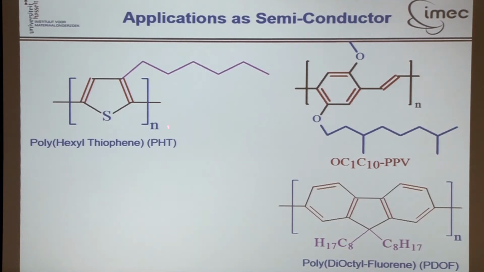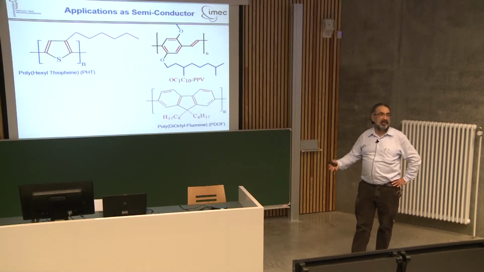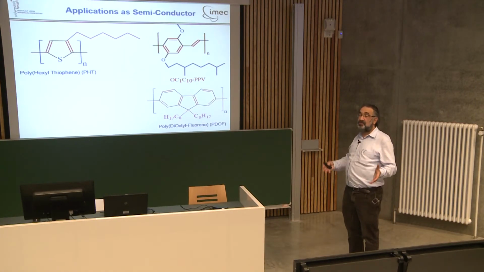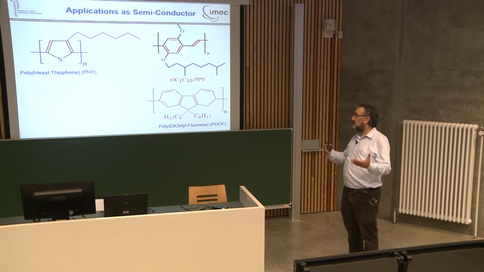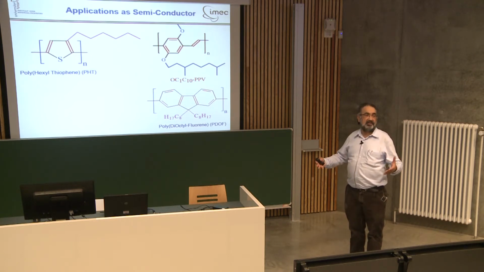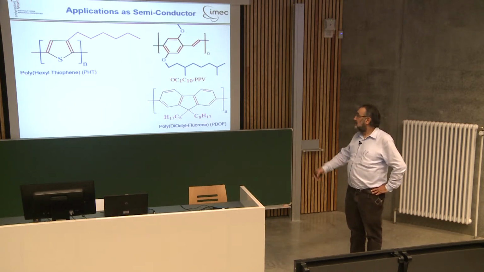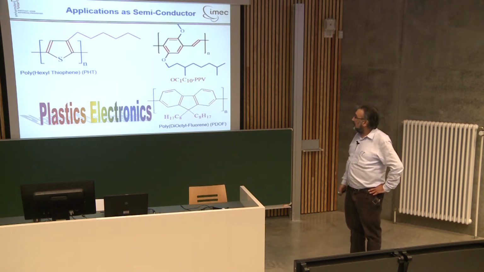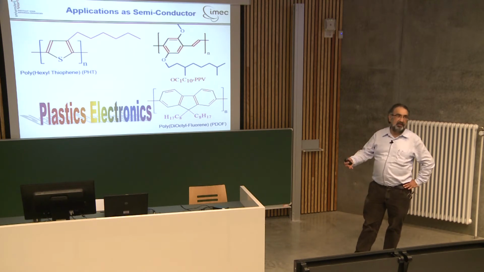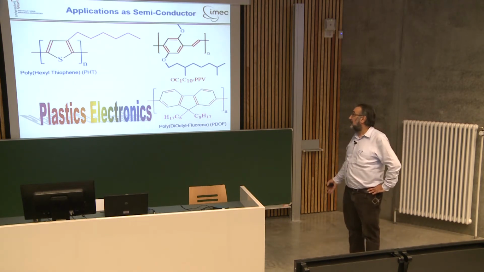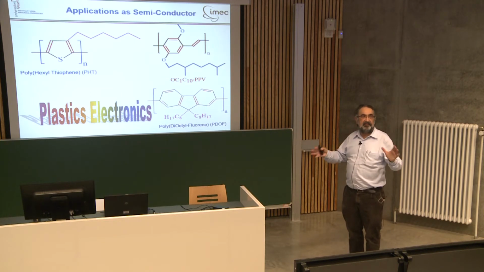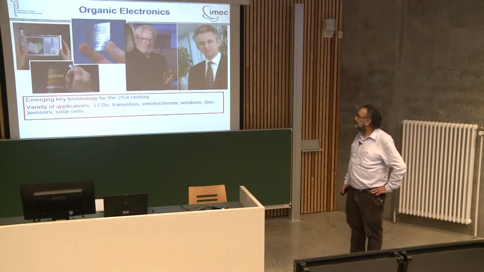What you also see is that all these structures have these tails. These tails are intended for processability. At some point you want to dissolve the material, you want to process the material into a device, and therefore you need this kind of side chains. Without side chains, these materials are not processable. These kinds of semiconductors are the basis for plastic electronics, also called organic electronics. That depends a little on what kind of definition you want to use.